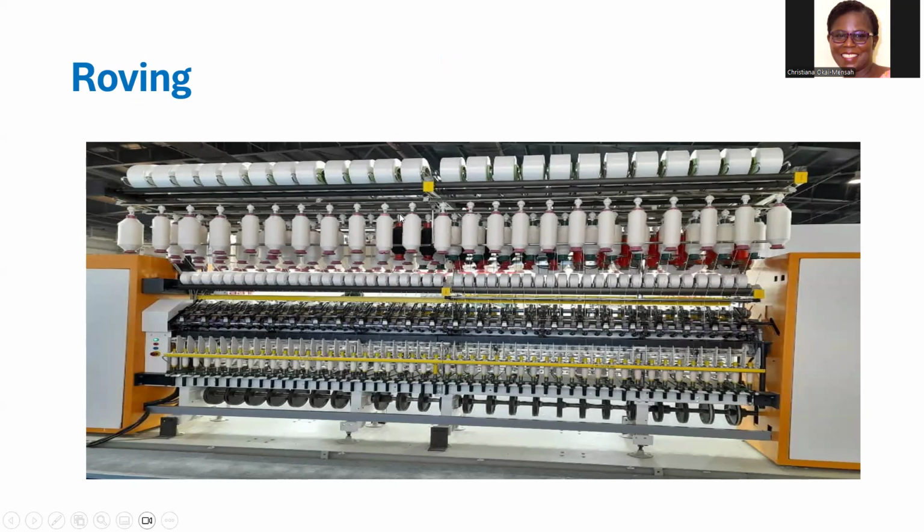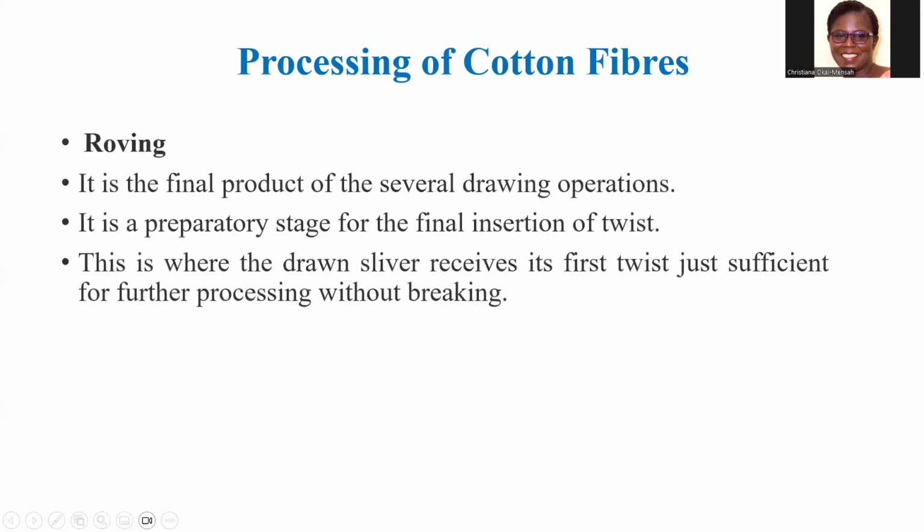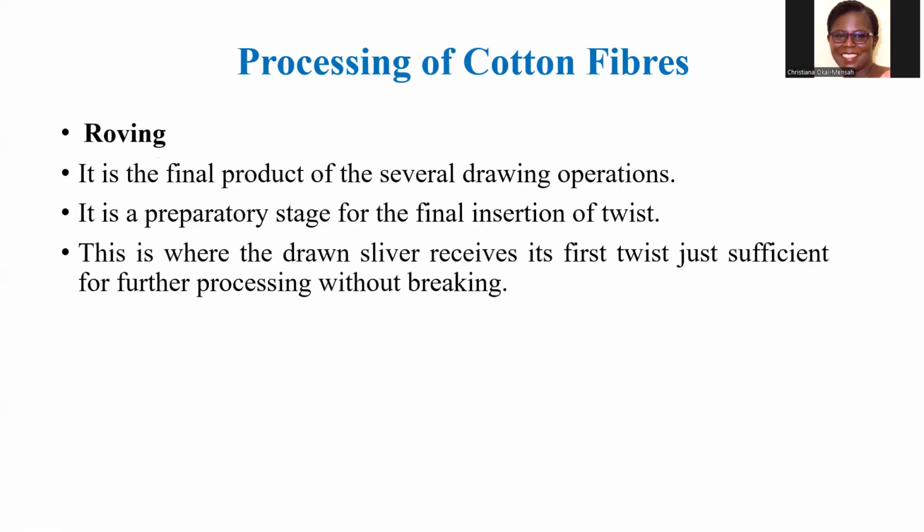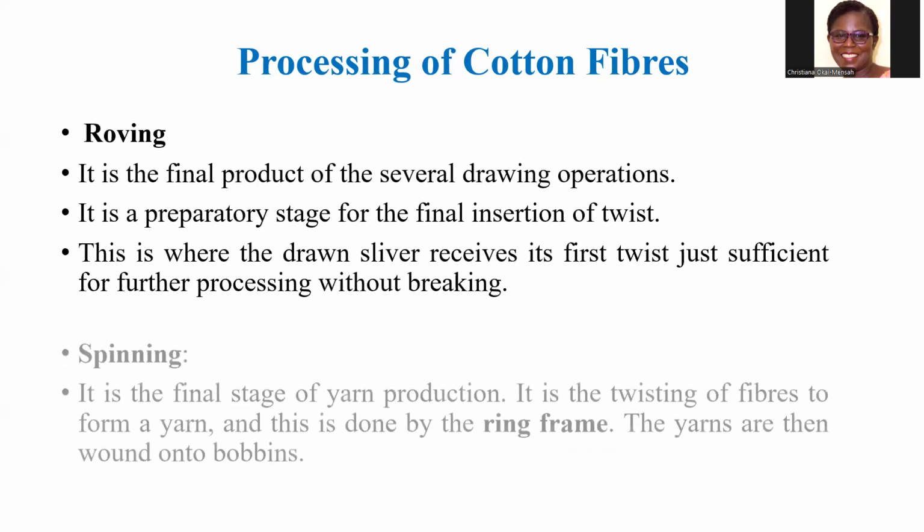So we are now going to twist these ones. You take a number of them, then you twist to get the yarns on the bobbins here. So the roving is the final product of the several drawing operations. For the drawing operations, you have the two actions, doubling and drafting. After that, you get a roving. So it is the preparatory stage for the final insertion of twist. This is where the drawn sliver receives its first twist, just sufficient for further processing without break. That is the roving.